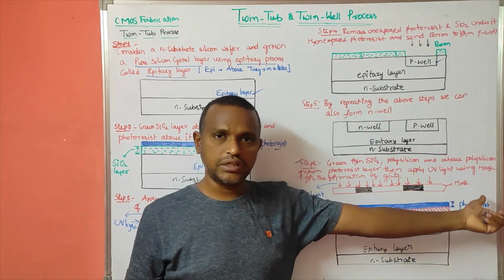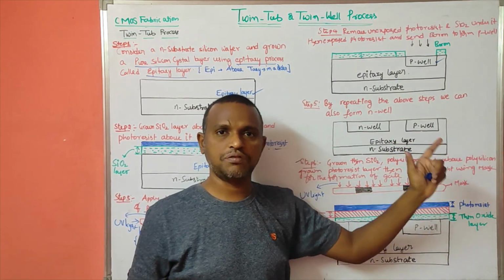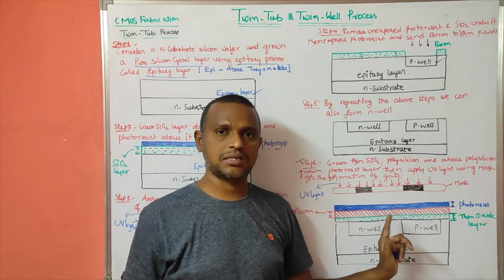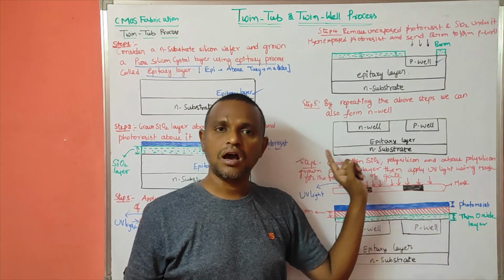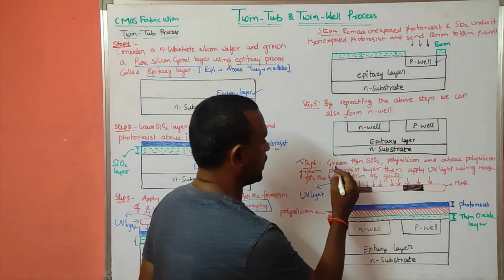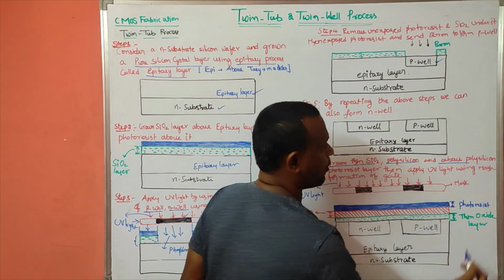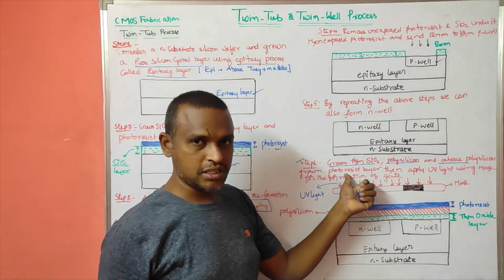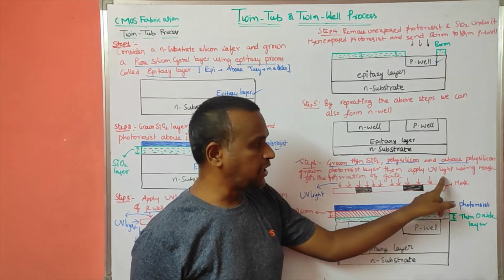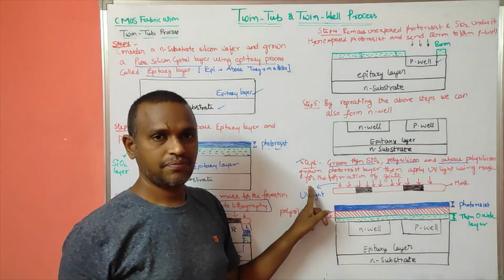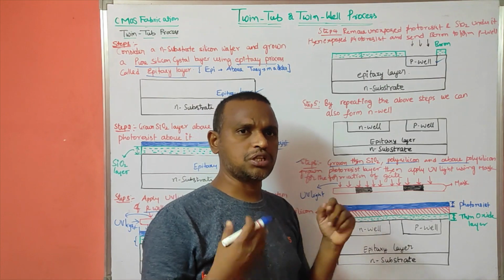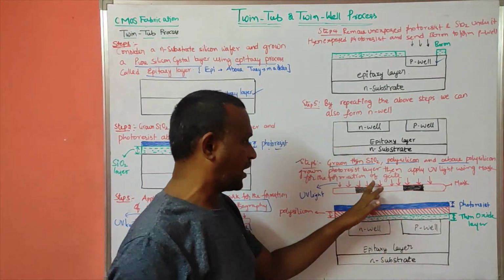So now we'll go with the polysilicon gate formation for both PMOS and NMOS that are formed in P well and N well. Next, grow the SiO2, the polysilicon, and above the polysilicon grow a photoresist layer, then apply the UV light using the mask. Why are we doing this? Using the mask for the formation of the gate.